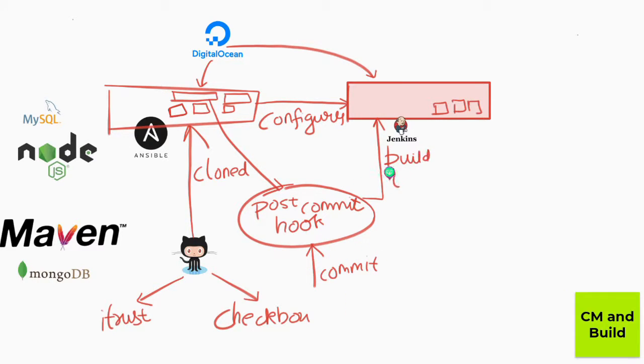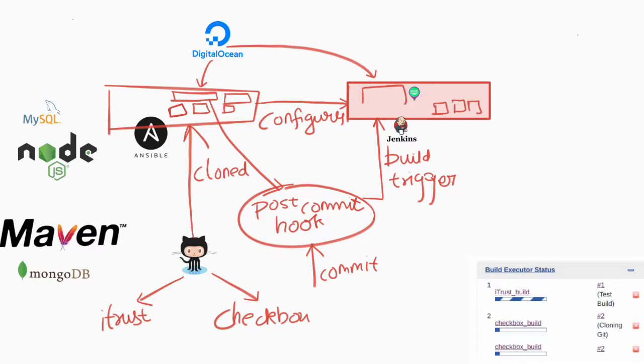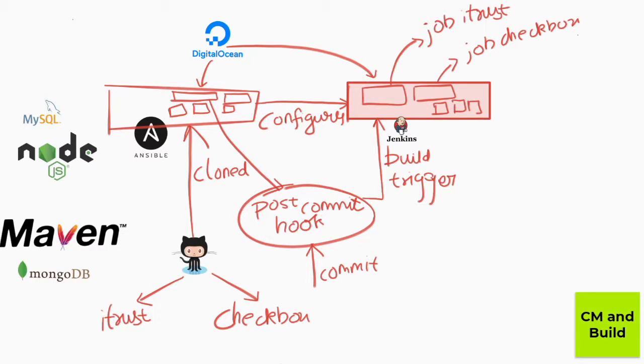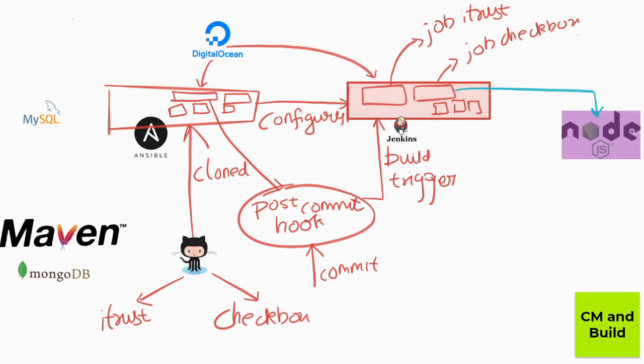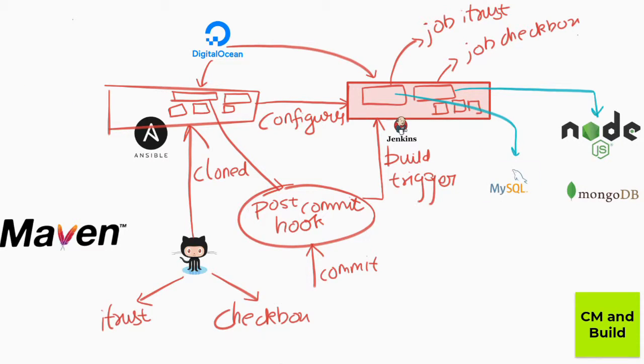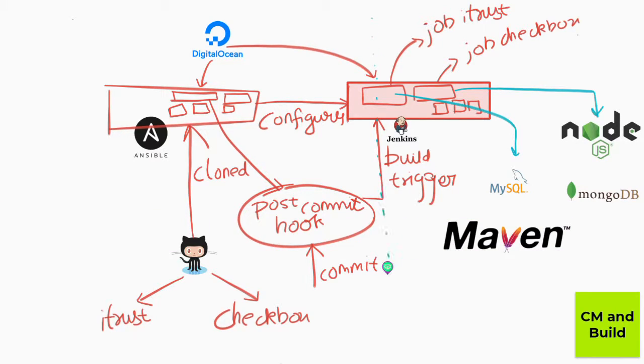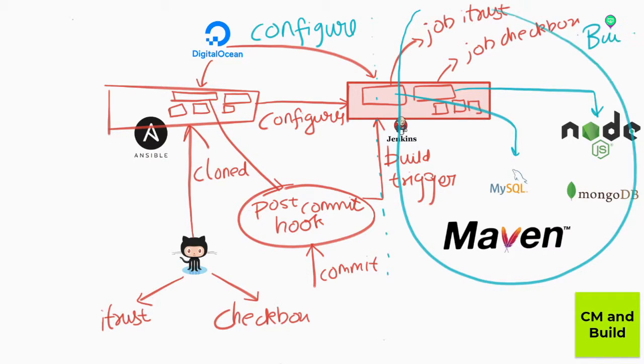Once they are triggered, the build trigger will take place in Jenkins, and it will trigger the jobs for iTrust and Checkbox, which will start running. For Checkbox, you will need Node.js and MongoDB, which are installed by Ansible. Similarly, for iTrust, you need MySQL and Maven, which are again installed by Ansible on the Jenkins server. We see that the configuration thus takes place on the left side, and the build happens entirely on the Jenkins server.